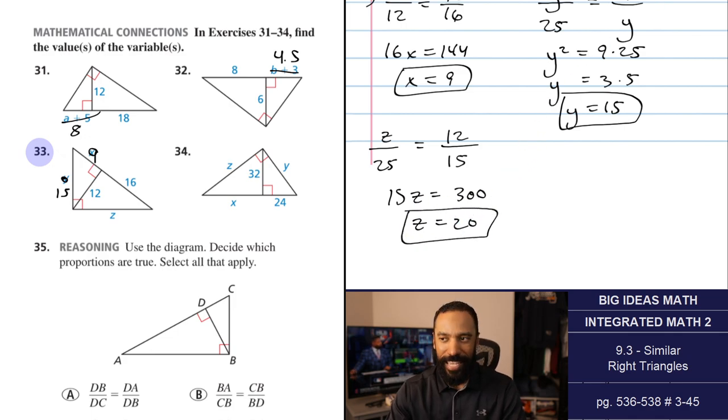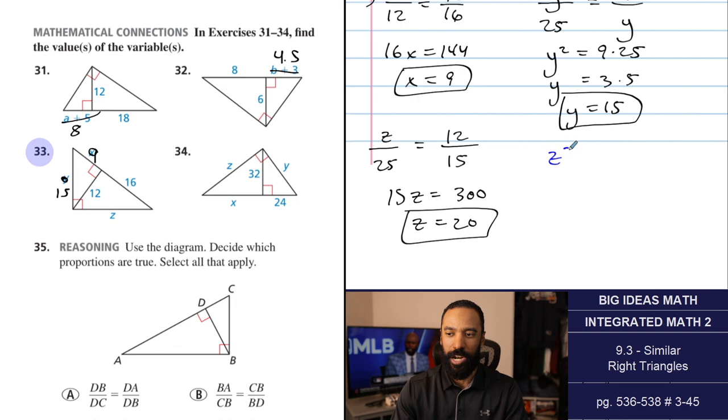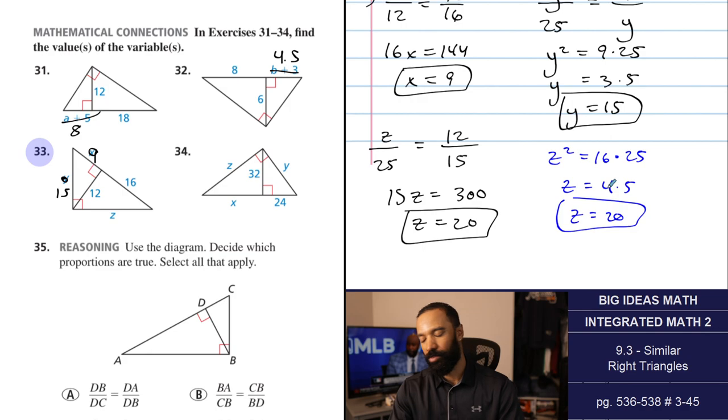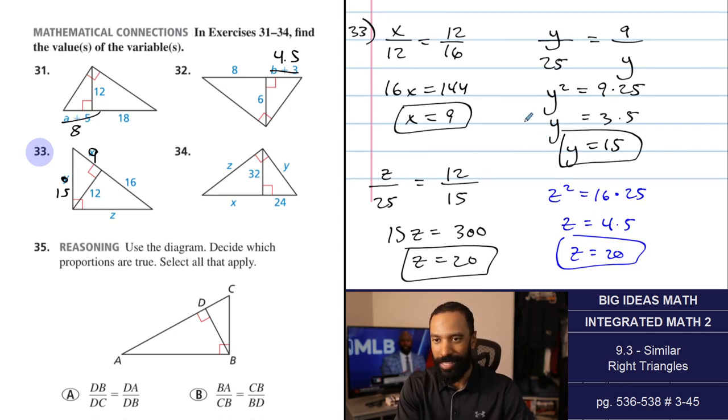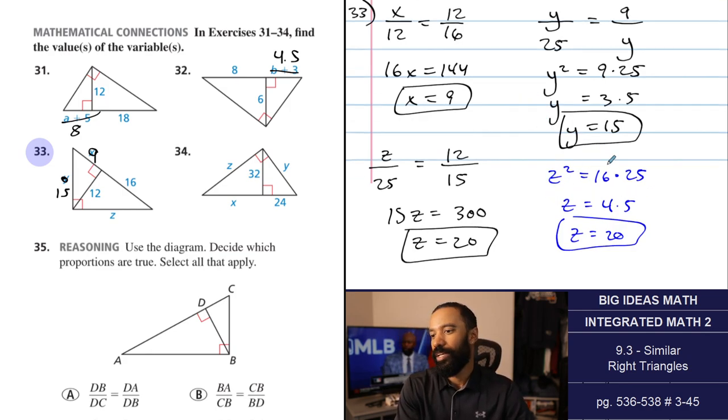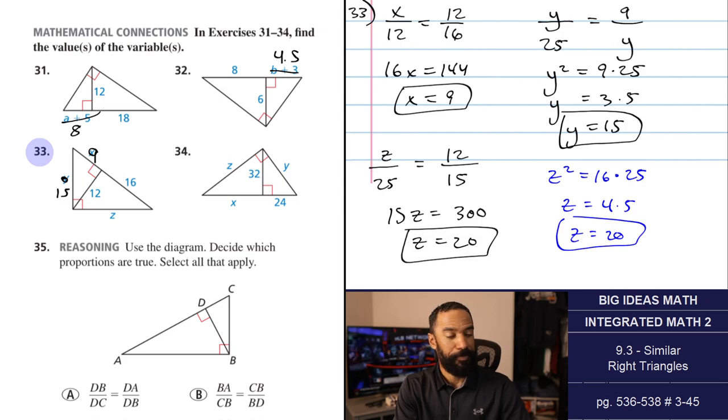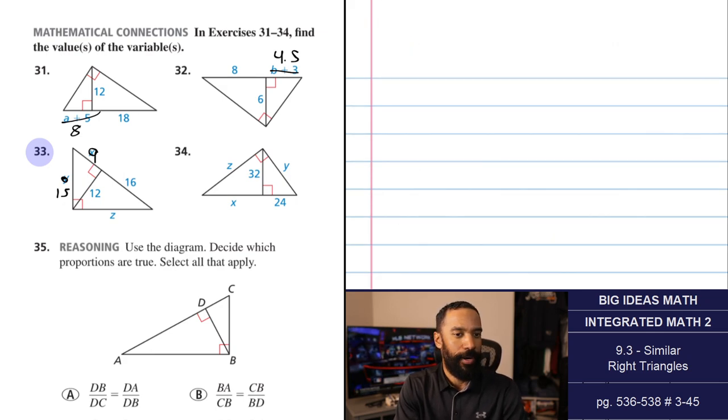Now, if I did use their geometric mean setup, I would have said Z squared is 16 times 25, and Z is square root, and that's 4 times 5, which is 20. I know you're probably saying that was quicker, but once again, it's not an argument about quicker in this sense if you don't know what you're doing with it, especially as fast as I did it. All right, number 34.